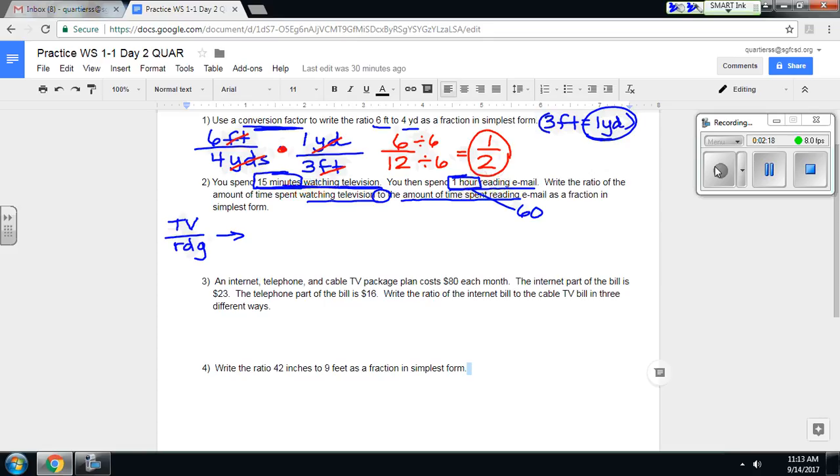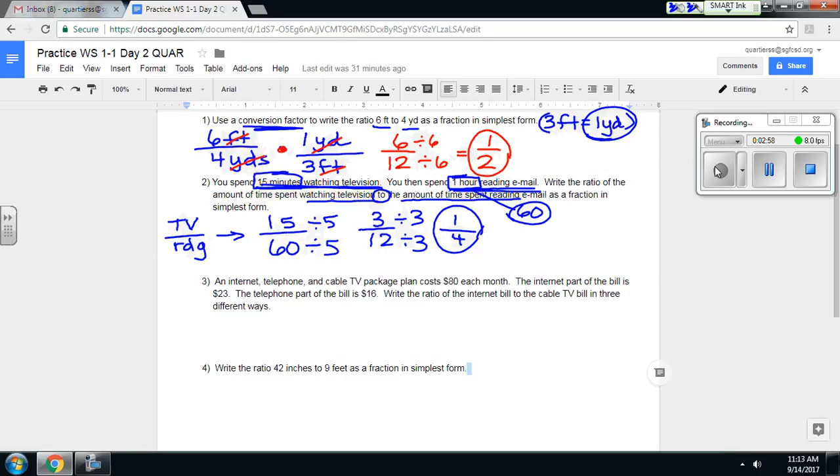How long did we spend watching television? 15 minutes. How many minutes did we spend reading email? 60. If I use my chart, I'll find that 5 is a number that goes into both of them, and I end up with 3 over 12. But I can go even further. What other number also goes into 3 and 12? Yeah, 3. And when I divide, what do I get? 1/4. And that is your answer for that one.